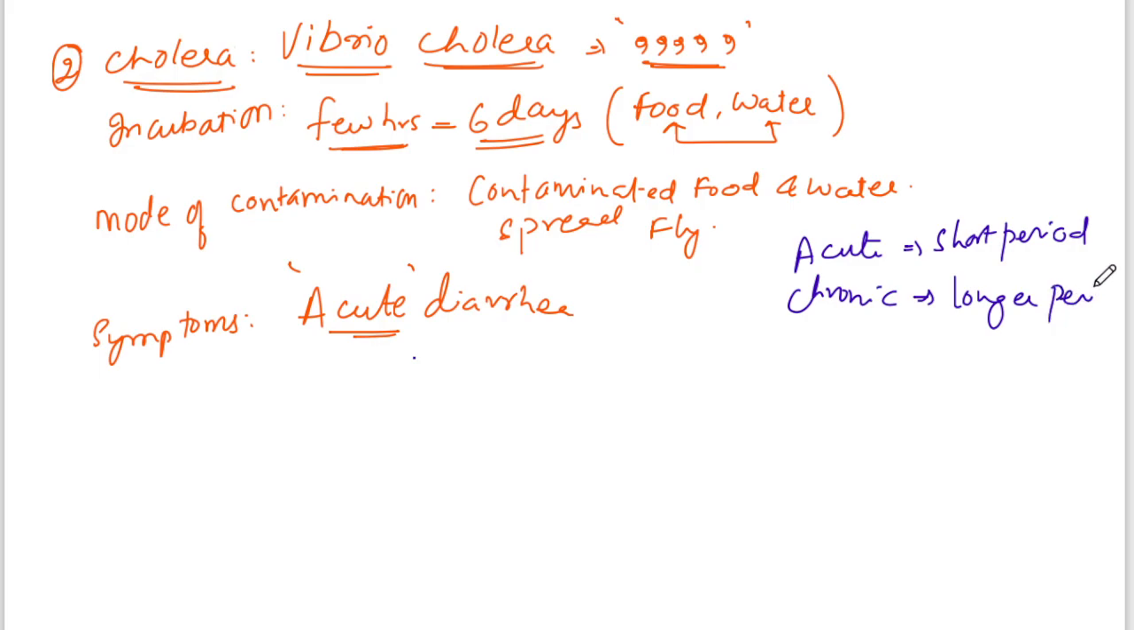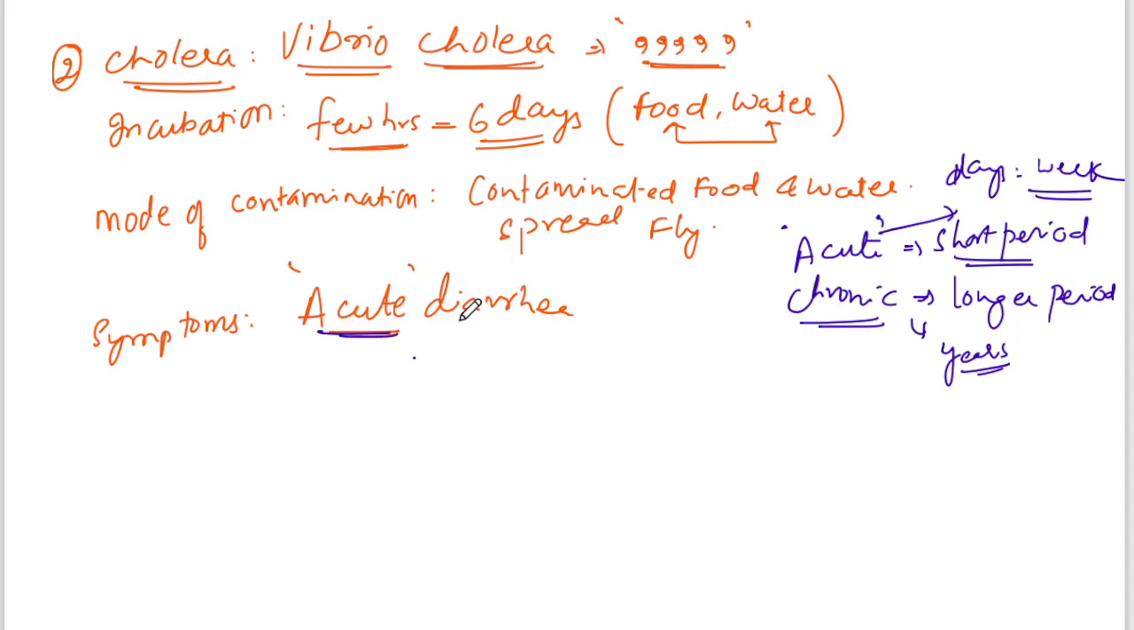If we suffer for a shorter period of time, let's say within days or within a week, it is acute. Acute means the onset is sudden and the disease symptoms show very high. Whereas chronic means if a disease stays for more than weeks or months and years, it's called a chronic disease. Diarrhea means passing of stools in liquid form, where an excessive amount of liquid is passed off.